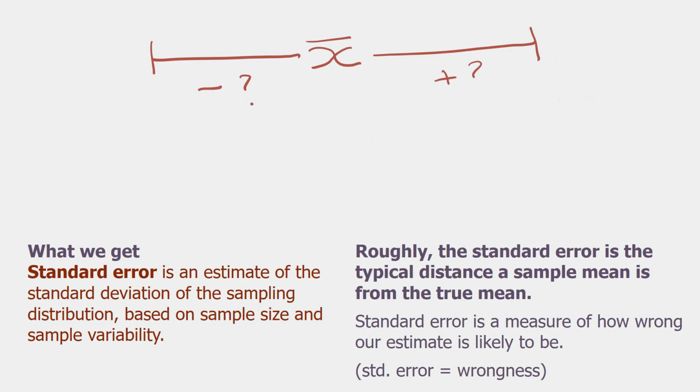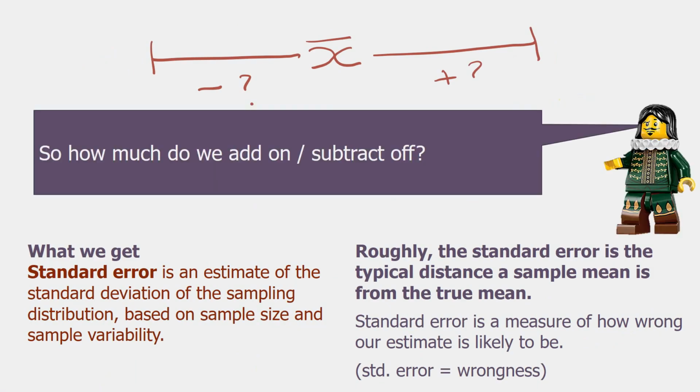So here's where we were at the end of the last recording. We'd discovered this magical thing called standard error. It's an estimate for how much sampling error there is. Because if we've got lots of sampling error, we want a wide confidence interval, and with hardly any sampling error, we want a narrow confidence interval. So it's going to help us figure out what to add on or subtract off our estimate to build this interval, but we still don't know how much.